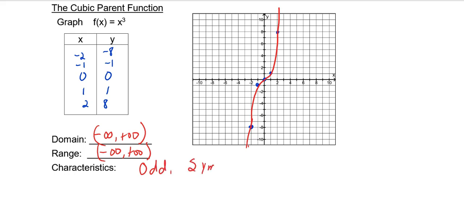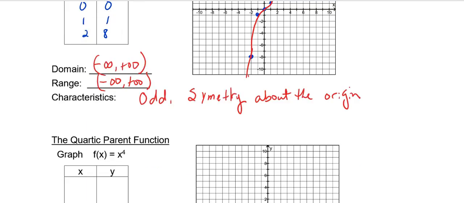Characteristics, we're just going to list them here. It is odd. It is symmetric about the origin. It's a little hard to write and talk at the same time. Symmetry about the origin. In other words, we should be able to rotate that and it looks exactly the same. We can see that in the tables also. It does not have a maximum and does not have a minimum.